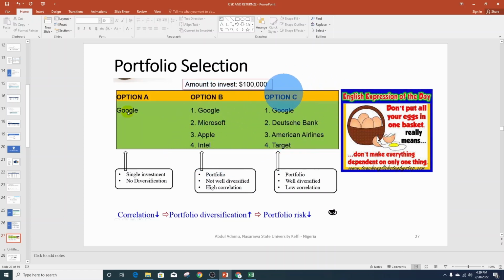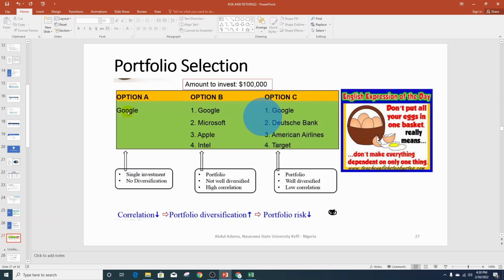And the third option is to make your investment in Google, Deutsche Bank, American Airlines, and Target. If you make investment in these four stocks, they are in different sectors. This is a portfolio that is well diversified, because there will be a low correlation between them. So the important thing to consider is the degree of correlation between the stocks in your portfolio, and this will tell you whether the portfolio is highly diversified or not.